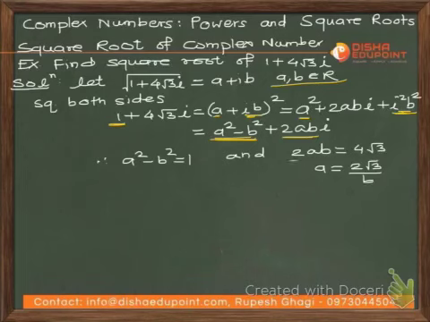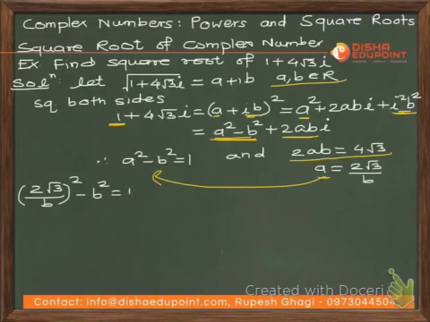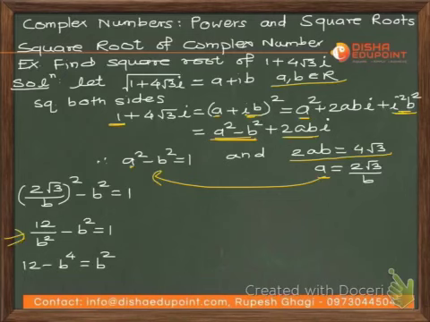Now as twice ab is equal to 4 root 3, a can be written as 2 root 3 upon b. This is the value we get. We will put this value in this equation. Okay, so what we get, (2 root 3 upon b) whole square minus b square is equal to 1, which is 12 upon b square minus b square is equal to 1. We will multiply this equation by b square, so we have 12 minus b to the power 4 is equal to b square. If we take all the terms on one side, it will be b to the power 4 plus b square minus 12. So this is the quadratic equation we have.